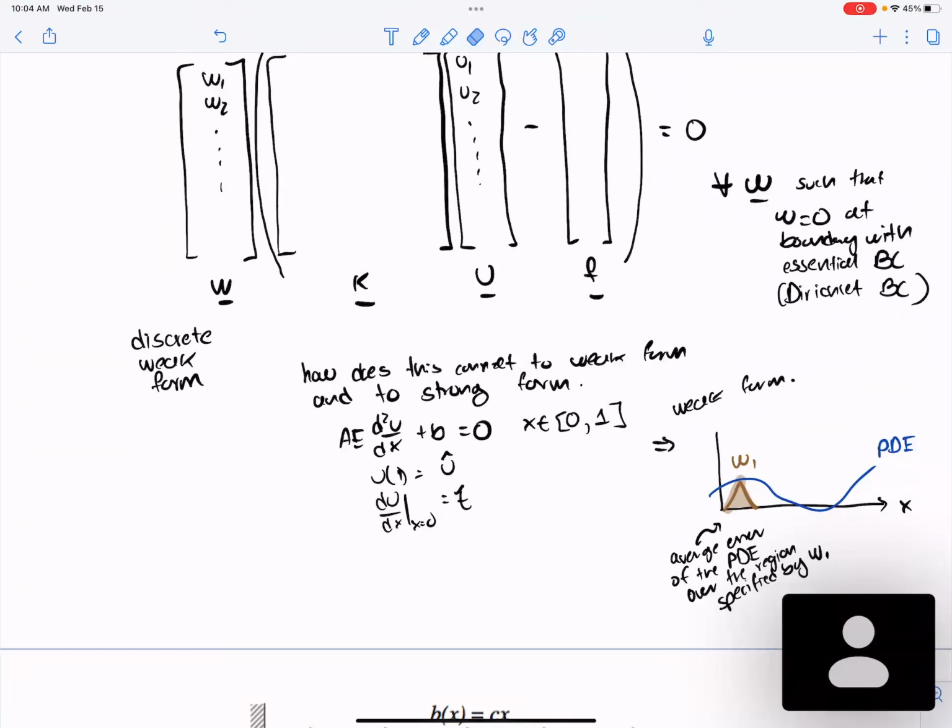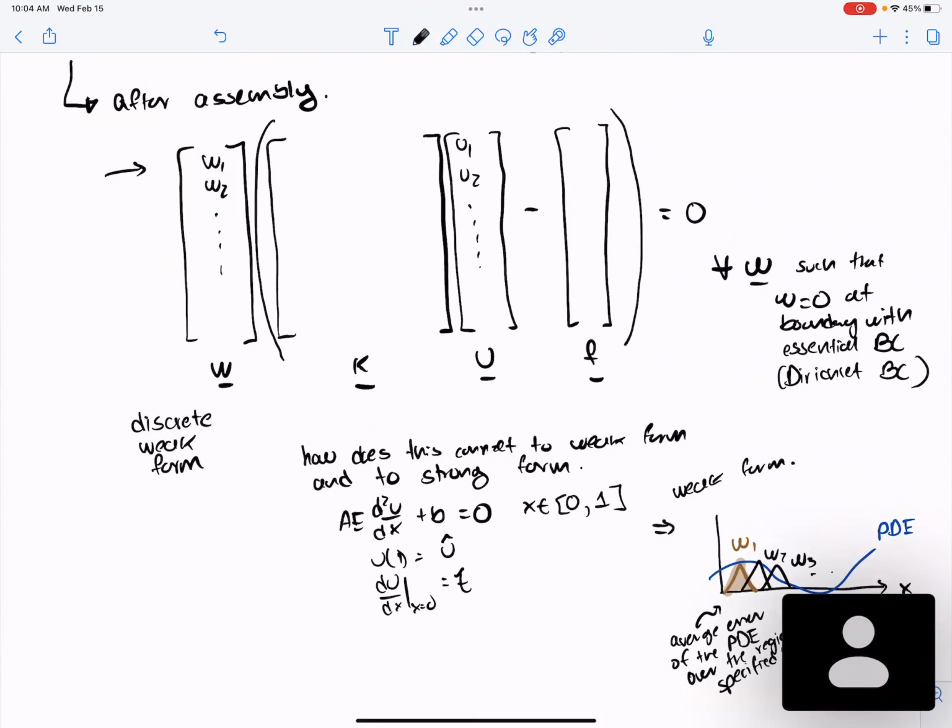And so what we're doing with the FE is we're introducing a systematic way of defining these W's with the shape functions. So we have W1, we have W2, we have W3, and so on. Here, every one of these rows is one of those equations. Every one of those rows is, I want the average error over the space defined by W1 to be 0. I want the error over the little chunk defined by W2 to be 0. I want the average error over the chunk defined by W3 to be 0, and so on. That's the intuition behind this discrete weak form.